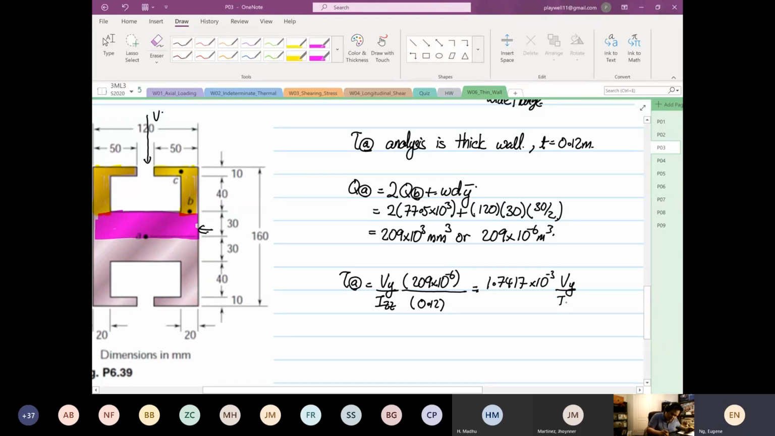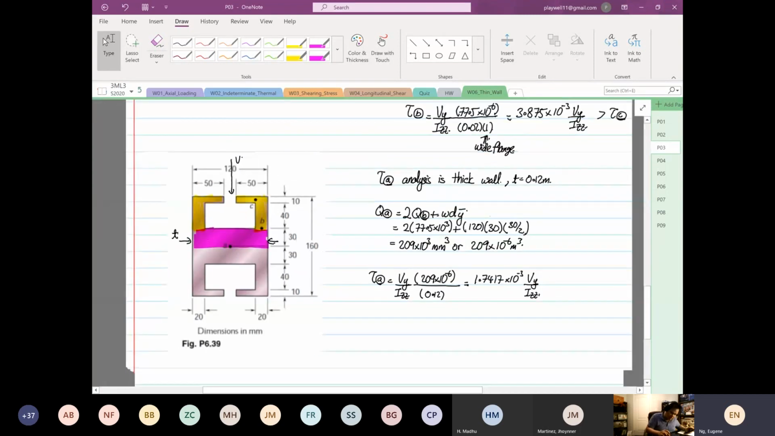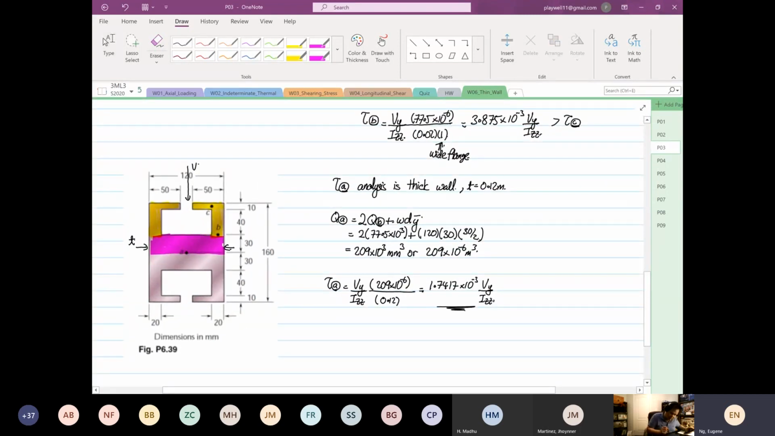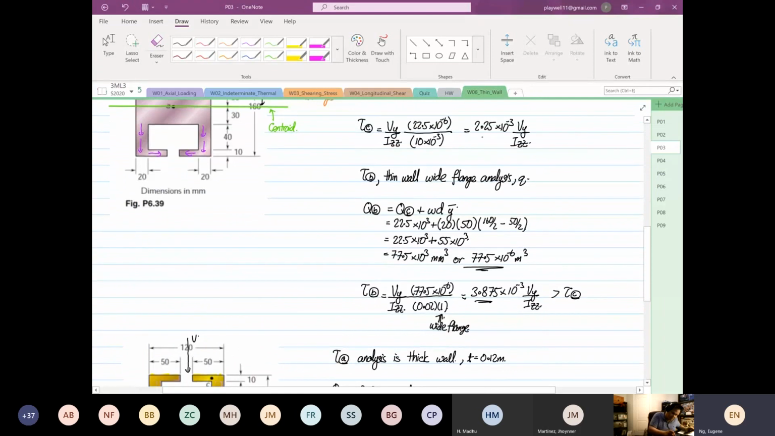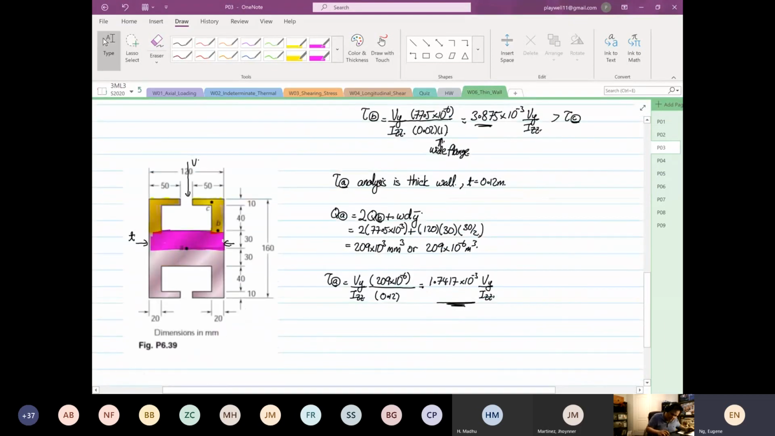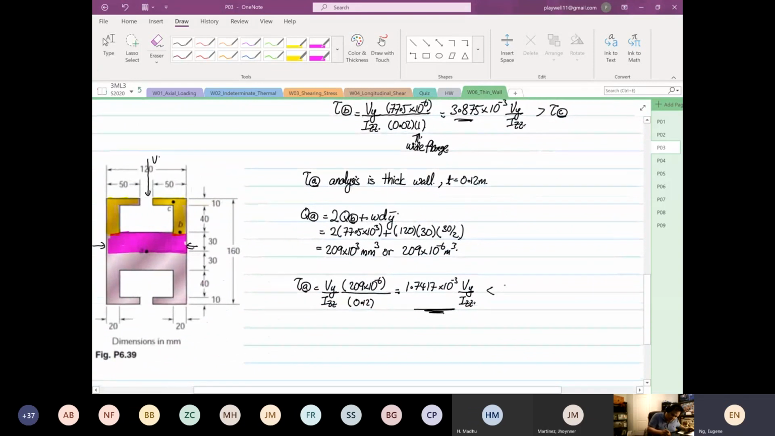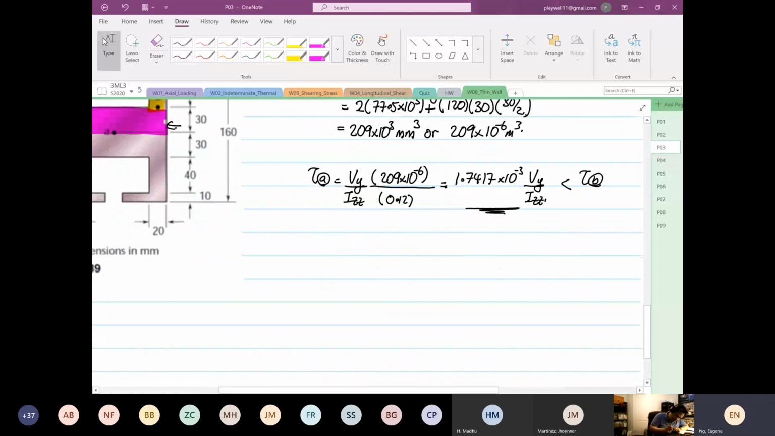VY over IZZ. So you look at the three values now: 1.7417, 3.875, all times 10 to the power minus 3, and then 2.25. We know that this over here is less than the shear stress at point B, which is 3.875. Therefore, the shear stress at point B is our tau max. Like what we have done before, the tau max is equal to 75 times 10 to the power 6.